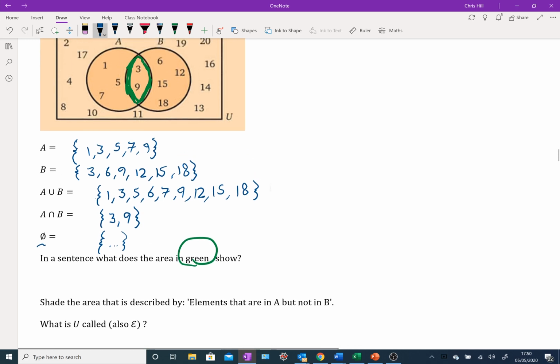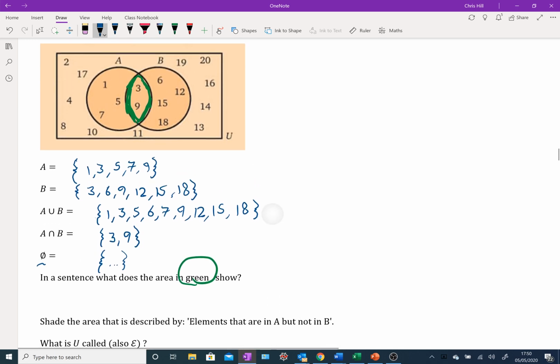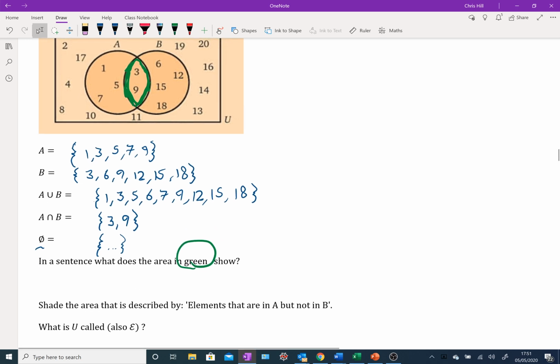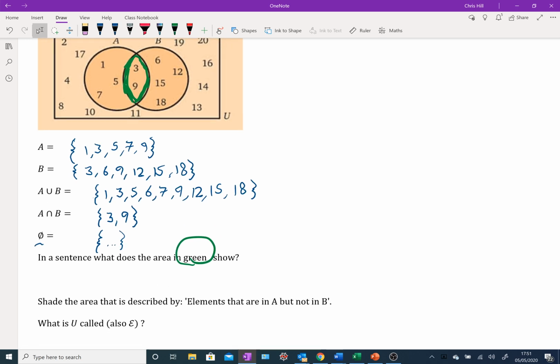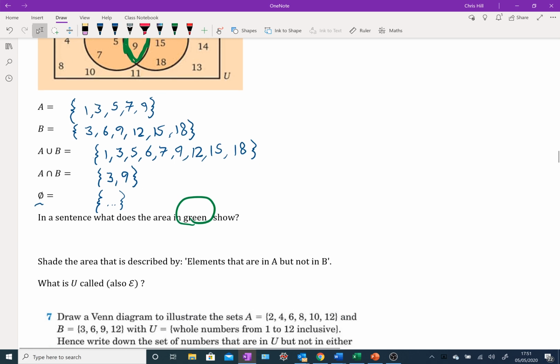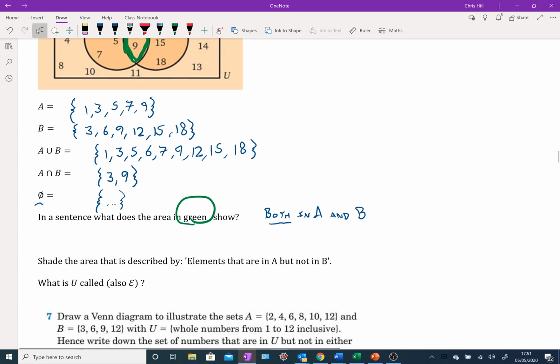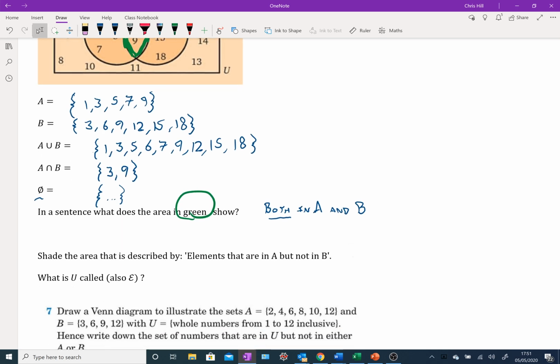In a sentence, what does the area in green show? Essentially that's the intersection. As I just said, that is all the elements that are in both A and B. So if we were to look at the union, that would be in A or B, but the intersection has to be in both.